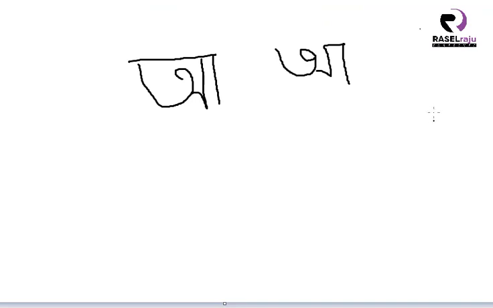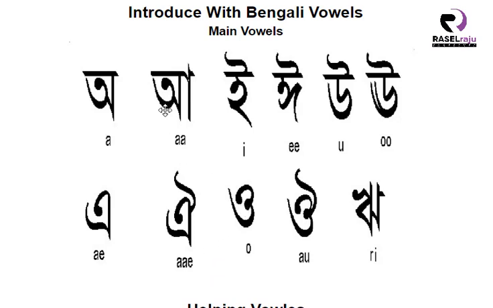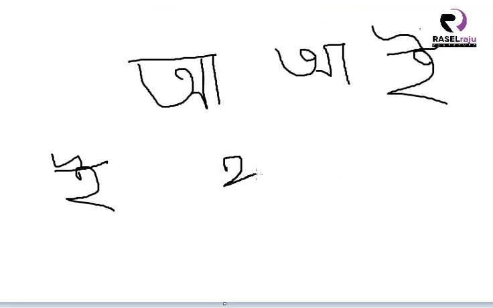It's E. How to write it? E. Okay. It's E. Simple pressure. You have to give simple pressure. Okay. E. How to write it? Just okay. It's E.